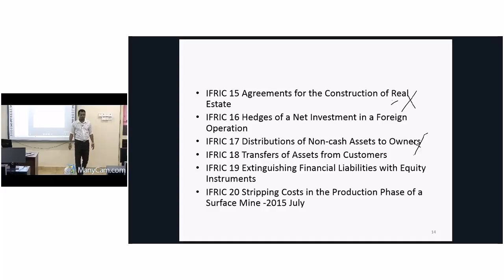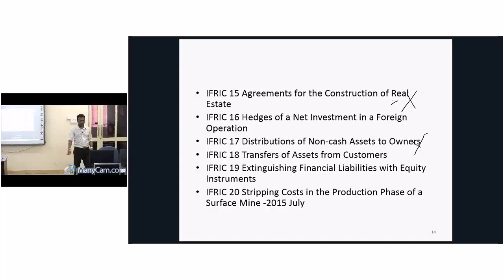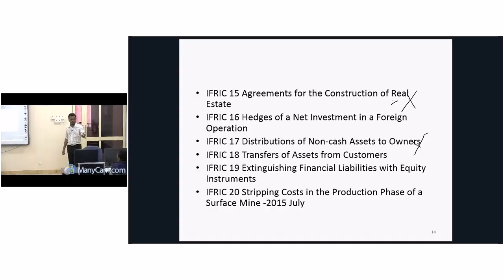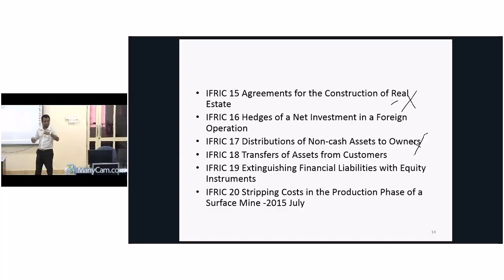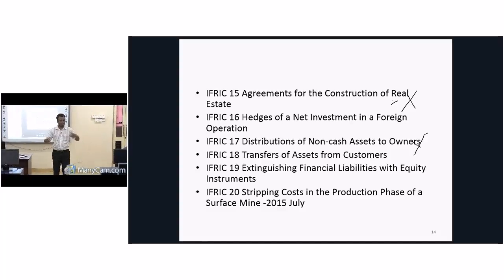Distribution of non-cash to owners. I told it. Dividends given in a form other than cash. Let's say if I am running a car manufacturing company, instead of dividends, what can I do? I can give a car. Then the dividend value would be the car's value. So then how to account for that kind of thing?